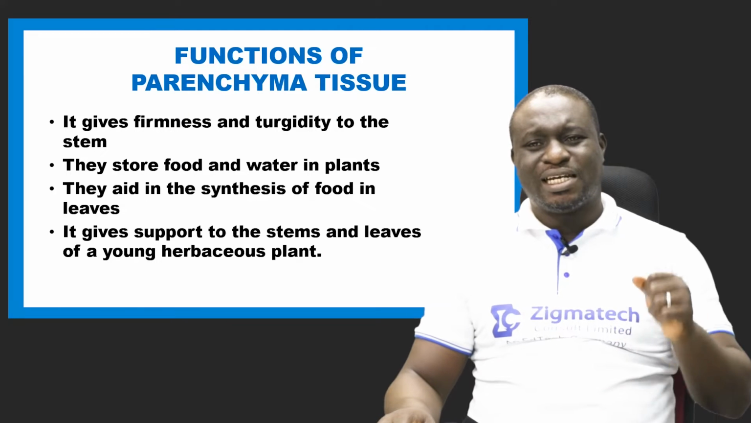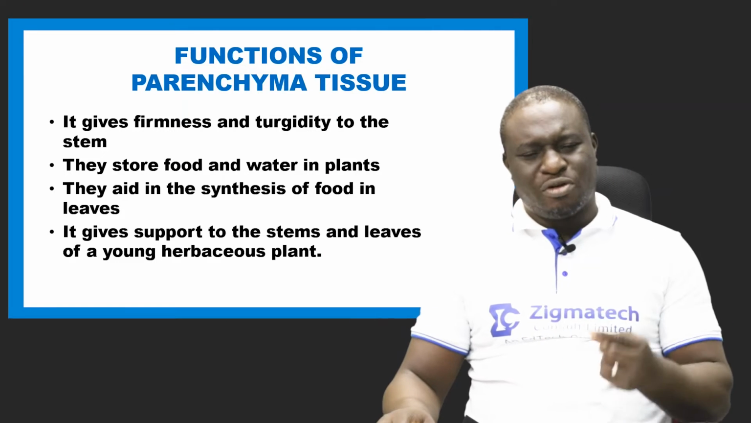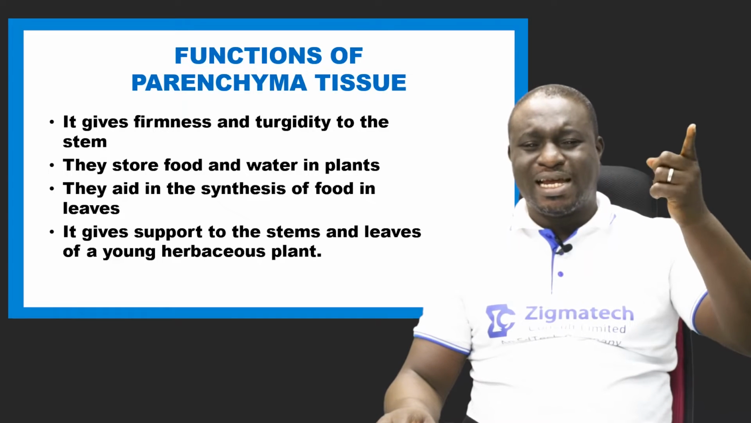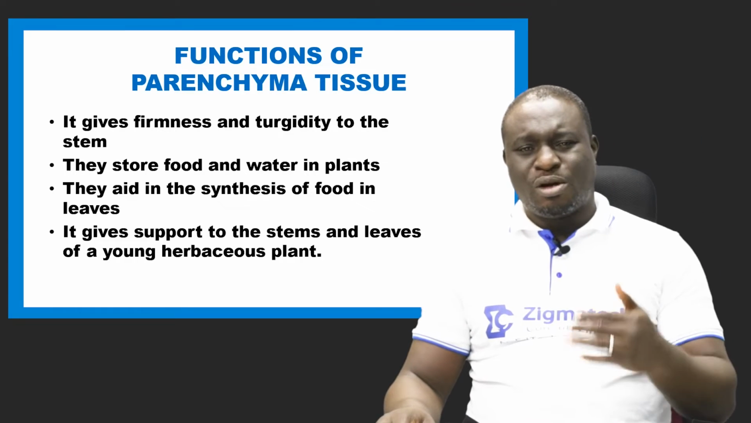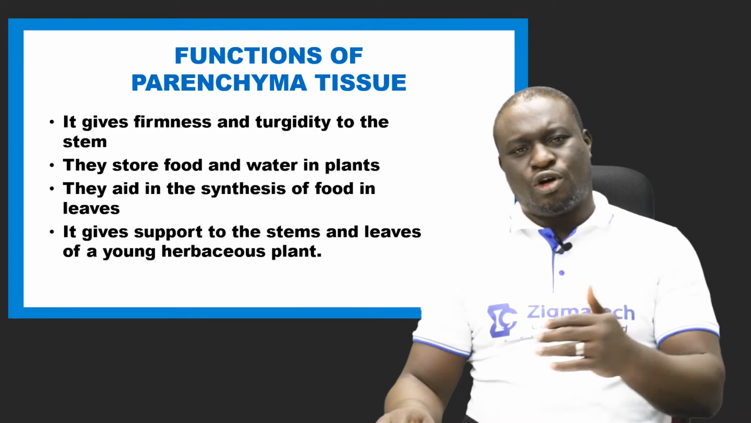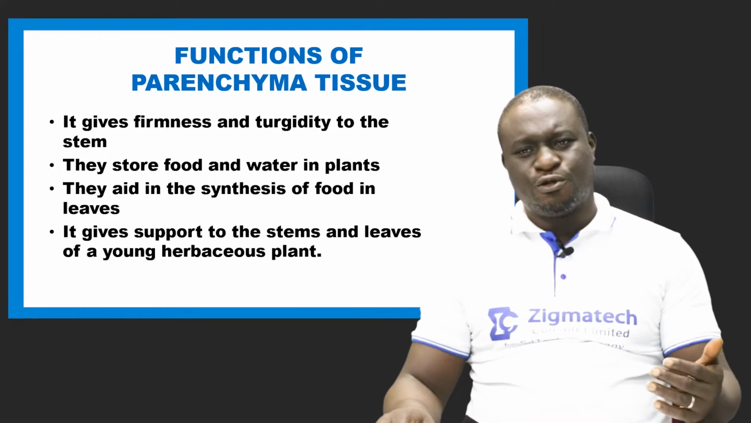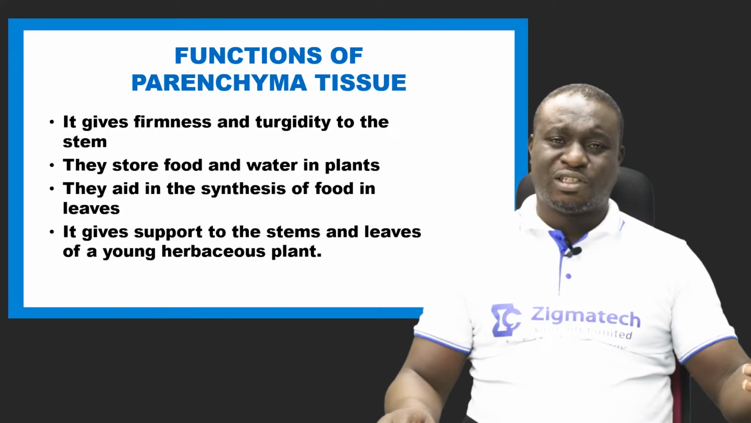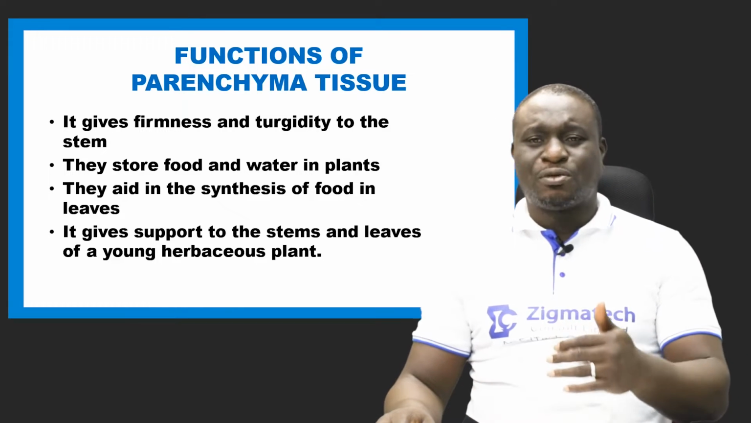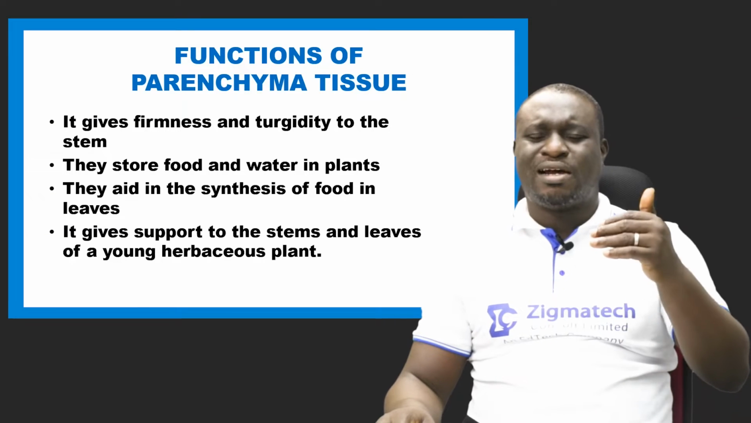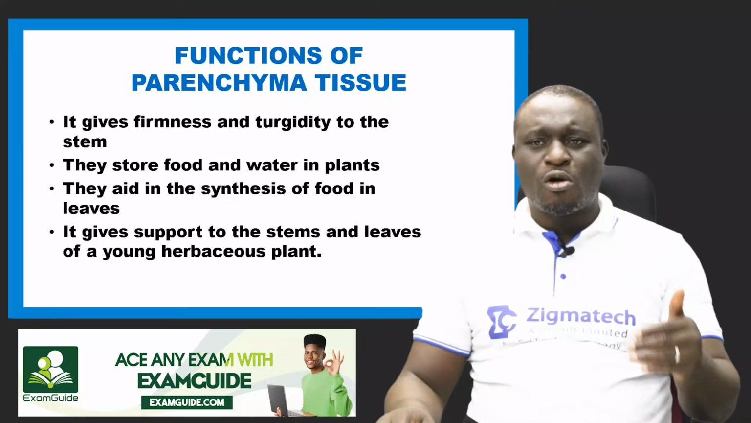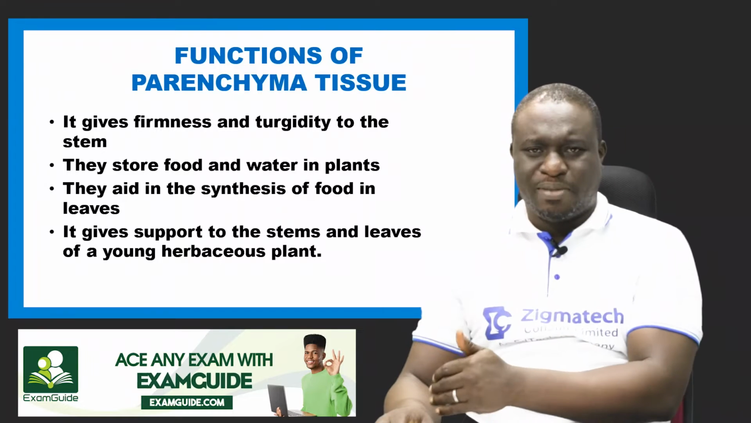Number 2 is that they store food and water. Remember, we said they can be located in the phloem, and they can also be located in the xylem. One of the major functions of the phloem is to conduct or transport manufactured food, and one of the major functions of the xylem is to conduct or transport water. Since parenchyma tissues are found in the phloem and in the xylem, they help to store food and water in plants.